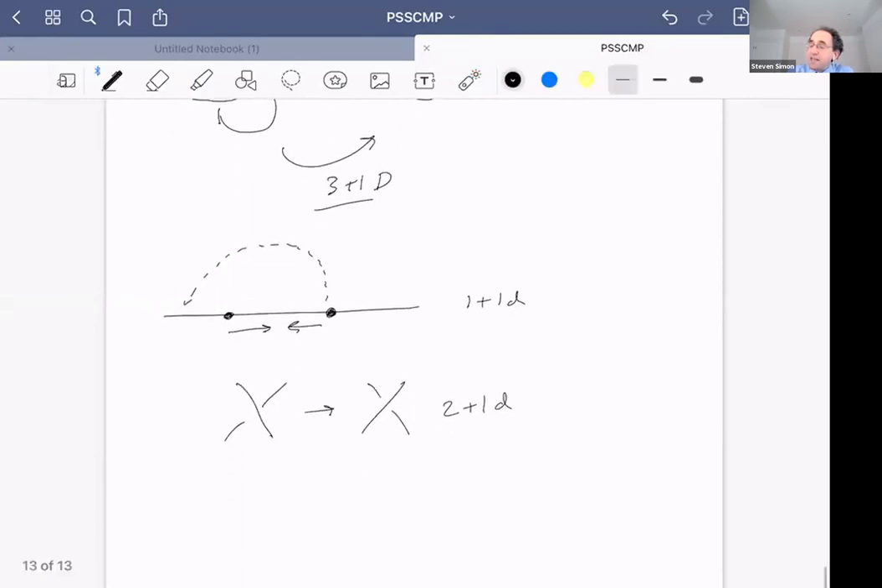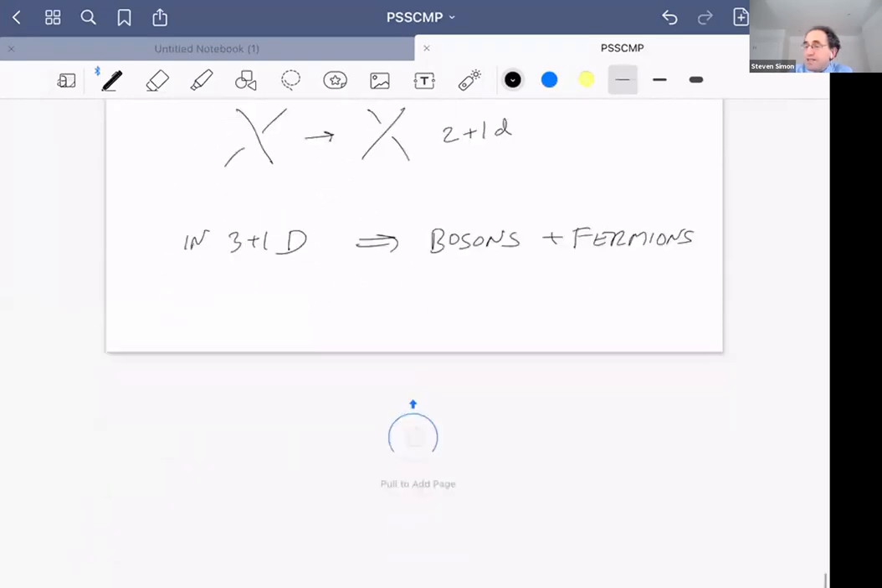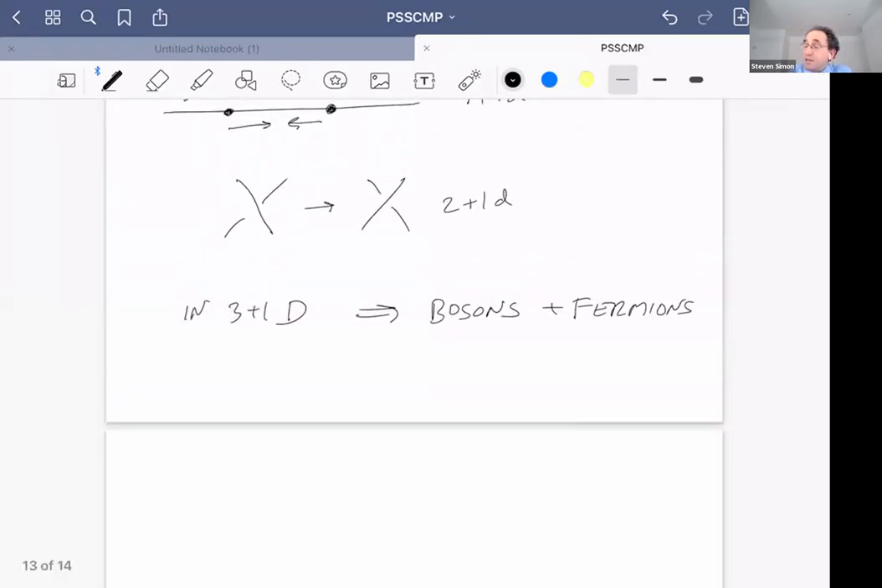And it is this reason, this is fundamentally the reason that in 3+1D, for point particles, you only get bosons and fermions. You don't get exotic particles with interesting braiding statistics.